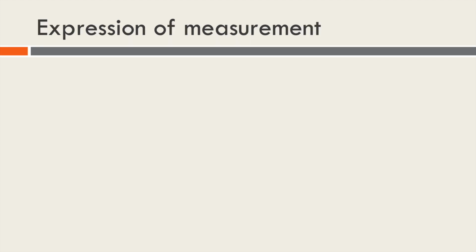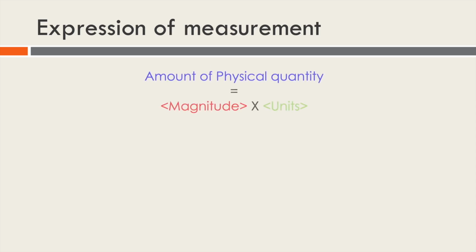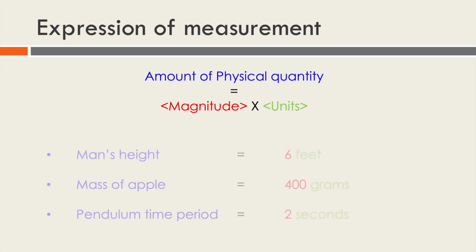And how do we express this measurement? For any physical quantity, the amount of physical quantity is equal to magnitude times units. So, a man's height is equal to 6 feet, the mass of an apple is equal to 400 grams, and the pendulum time period is equal to 2 seconds. Now here, the numbers are written in red and they are magnitude, and the units are written in green.